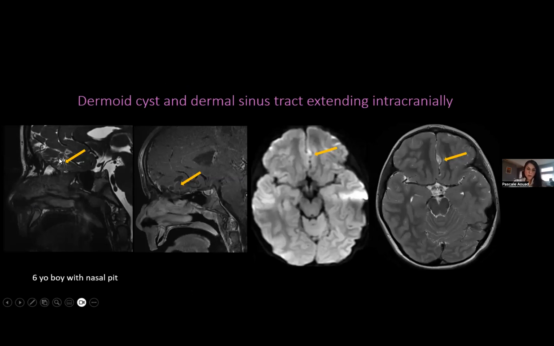And this is high resolution imaging in the sagittal plane and post-contrast sagittal T1 weighted images. We can appreciate a T2 heterogeneous mass in the floor of the anterior cranial fossa behind the crista galli. There's no solid enhancement, just a very thin rim of peripheral enhancement. On axial diffusion weighted images, we see some corresponding diffusion restriction, and this is the appearance on T2. So that was a dermoid cyst extending intracranially.